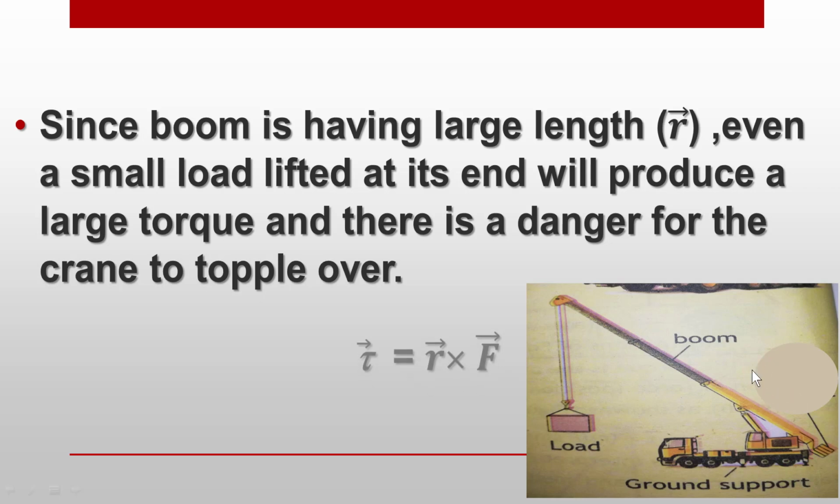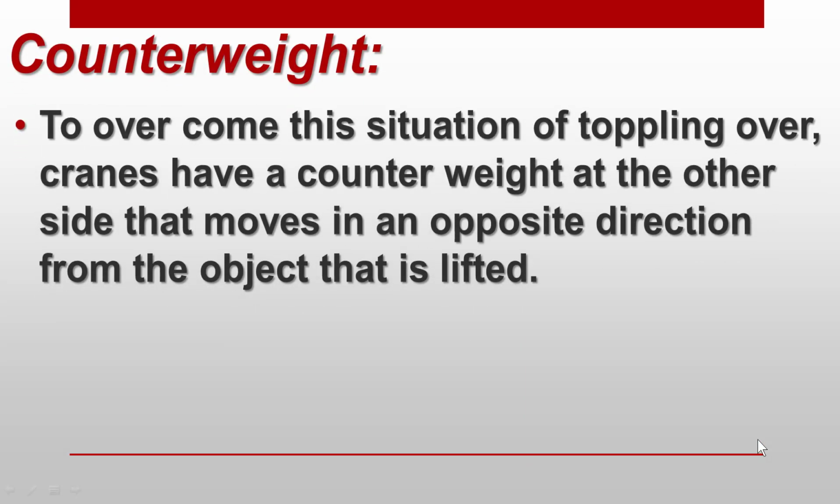Because according to the relation tau is equal to r cross f, if we have a long moment arm, then even a small force can produce a larger torque. This is the case over here. So to prevent this torque produced due to this load and the long length of the boom, what should we do? We should apply a counterweight. To overcome this situation of toppling over, cranes have a counterweight at the other side that moves in the opposite direction from the object that is lifted.